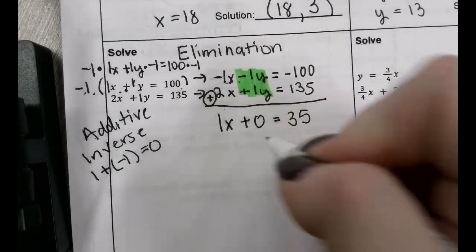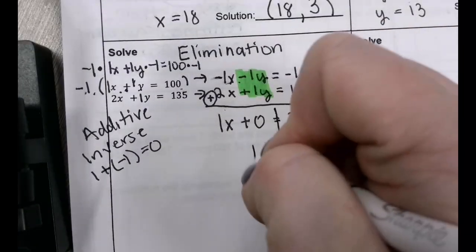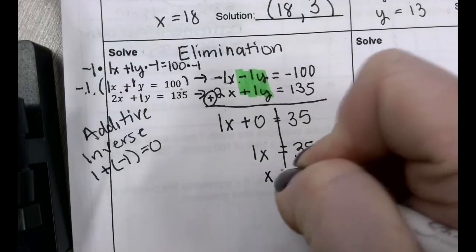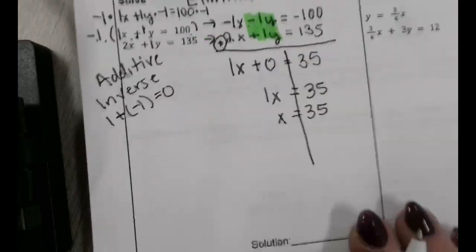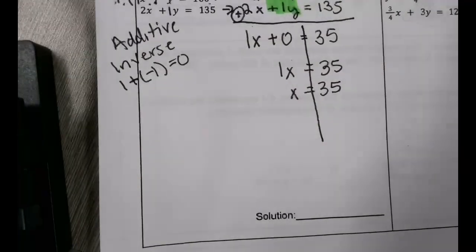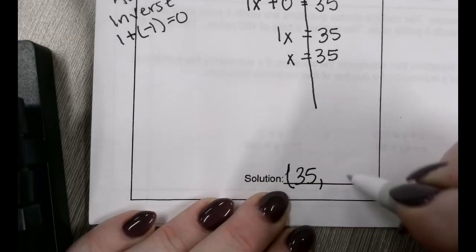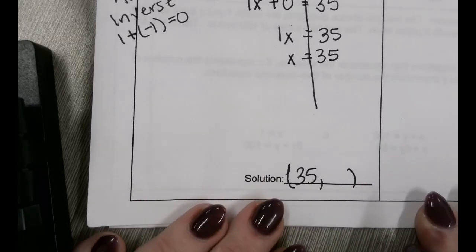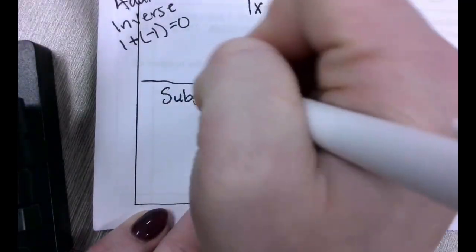I'm going to simplify this side. Anything plus 0 is itself. So 1x plus 0 is 1x. So here I get x equals 35. So I have my first value. And again, I'm going to go straight down to my solution, and I'm going to go ahead and write that part so I don't forget. It's kind of funny in elimination, because after you do the elimination method, you actually have to do substitution. So there's no escaping substitution.